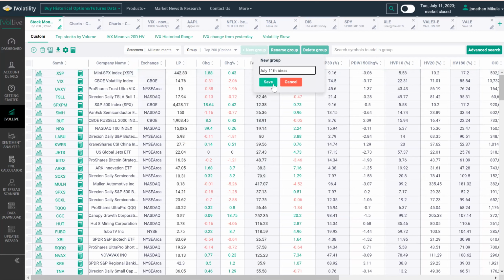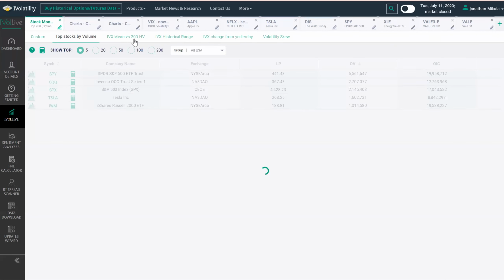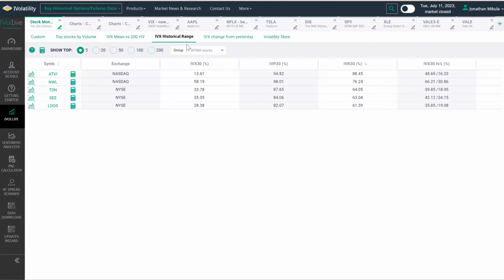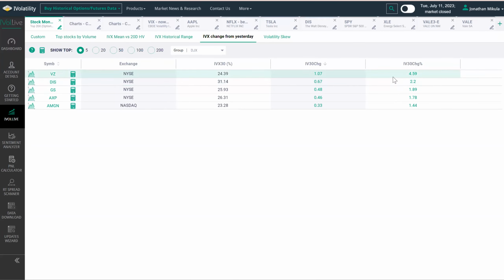I would hit save. And then again, in some of my past webinars, the viewers have seen me compile a list of like 10 names just by running some of these scans, top stocks by volume, implied volatility mean versus 20-day historical volatility. So future versus past, IVX historical range. This is like a 52-week range on the IVX for a stock. And then IVX change from yesterday. Where's the action happening day over day? And so I've done in past webinars, again, created a brand new group within about 10 minutes or so, just by running these scans against these various stock groups that we have.